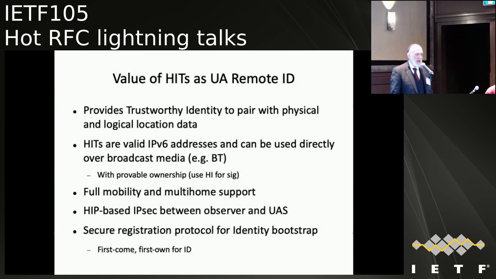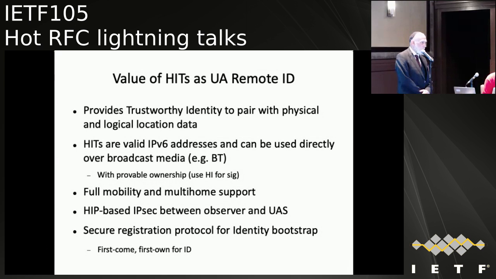Speaking with Stu and Adam, we've worked out the value of HITs as the remote ID for UAs. It provides a trustworthy identity to pair with physical and logical location data. As you know, HITs are valid IPv6 addresses and can be used directly over the broadcast media, if that's what you're transmitting, like Bluetooth. Bluetooth 5 is one of the PHYs for this, with proof of ownership using the HI for the signature.